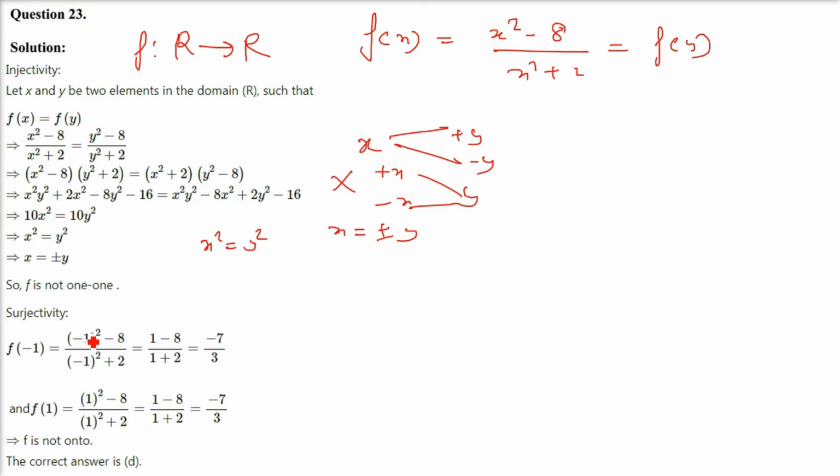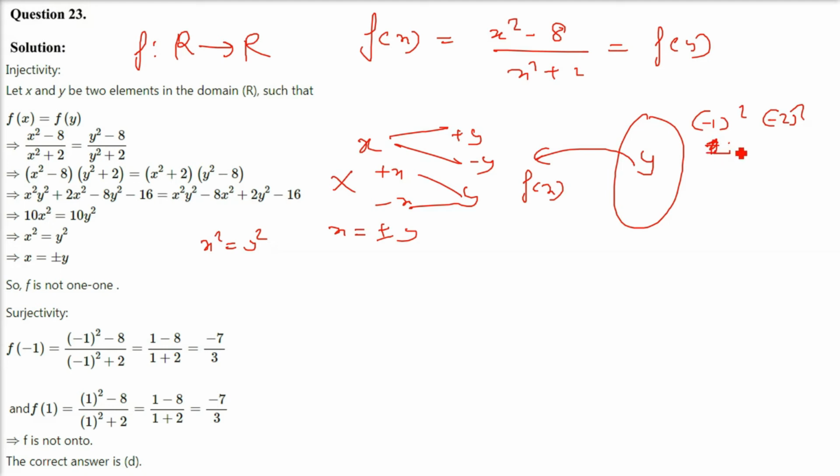Surjectivity, you can choose a certain value. Why am I choosing a certain value? Because you can see that x is giving you plus minus y. And since it is x square, it is quite obvious that negative 1 square and 1 square, they both are the same. So even if you put negative 1 or 1, you are going to get the same value, which is unlike what you want in onto. So if you put minus 1, you will get negative 7 by 3. 1 also you will get the same value. So you will not get a unique pre-image of y. So this is not onto.